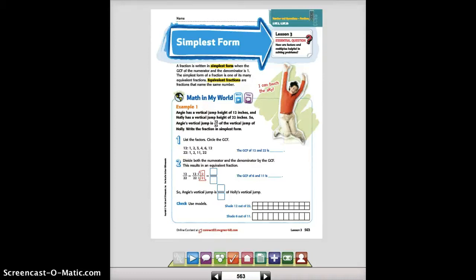In today's math lesson, we will be learning about simplest form. Simplest form is really taking a fraction and reducing it to equal the same amount, but show smaller numbers. We're going to use the example on page 563 of your book to do together in our flipped video.